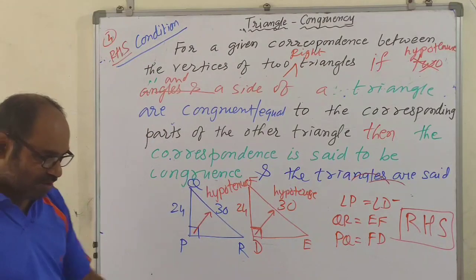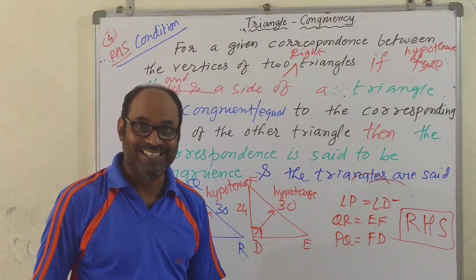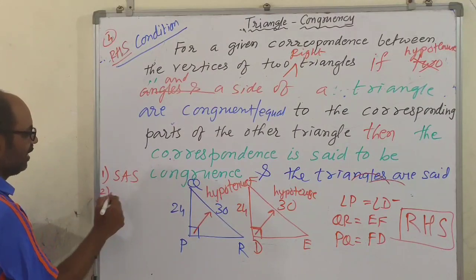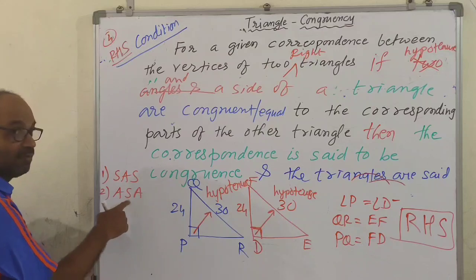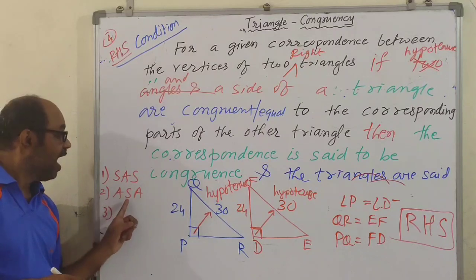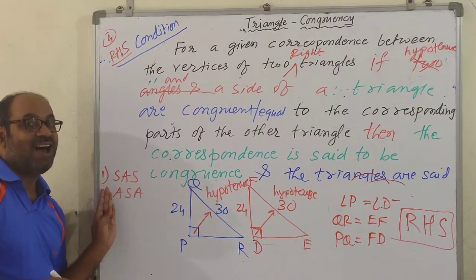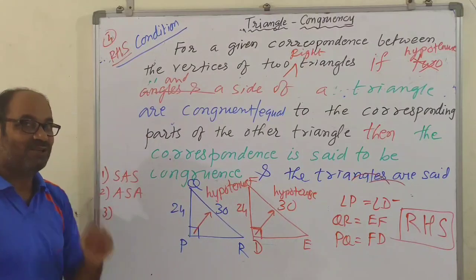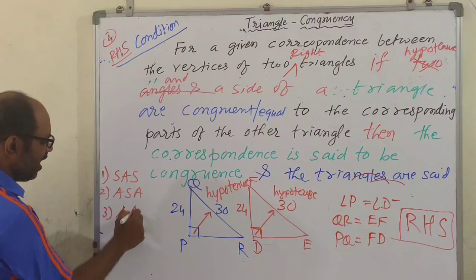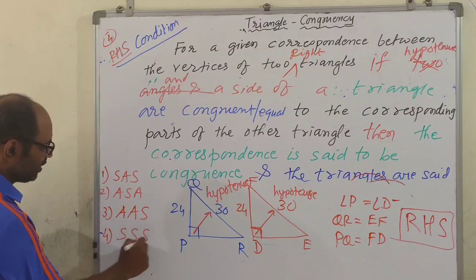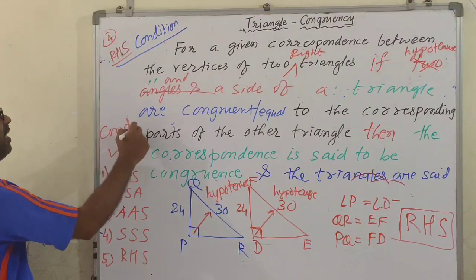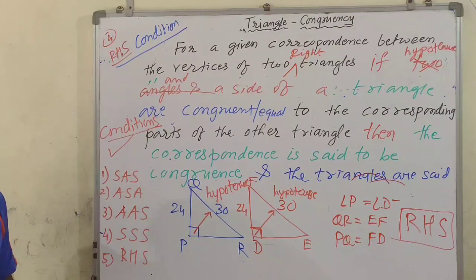RHS. Children, I don't have the cutting for one more condition. I think we have missed it. First condition is SAS. Second condition is ASA. I think we have missed this third one, but remember now, I am not showing you. If two angles and the included side of one triangle are congruent to the corresponding parts of the other triangle, then those two triangles are congruent. Then we saw AAS, and fourth SSS, and fifth RHS. So these are the 5 conditions for which the two triangles become congruent.